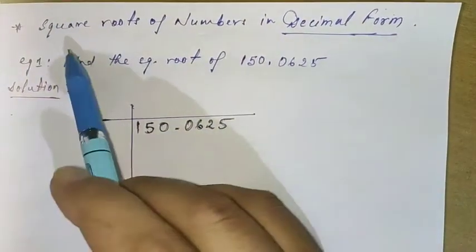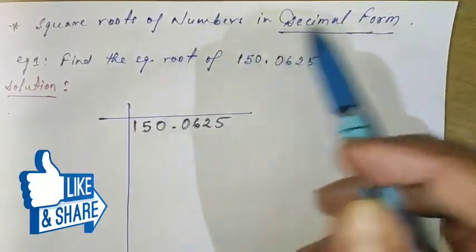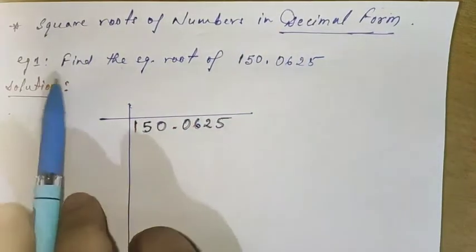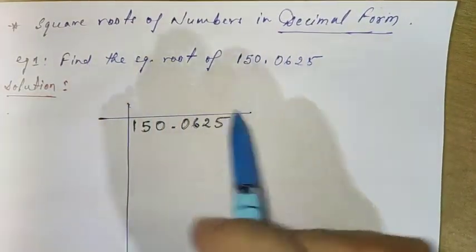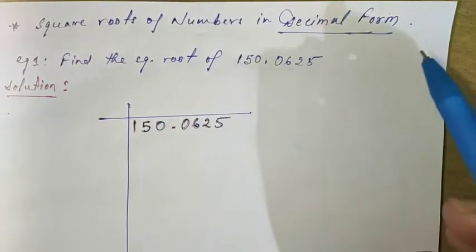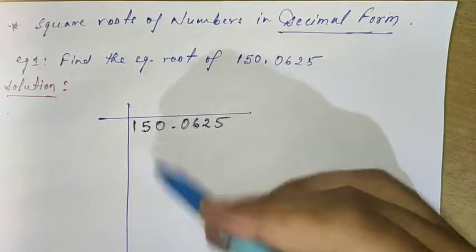Today we are going to discuss how to find the square root of a number in decimal form. Any number that is given in decimal form, how to find the square root of the given number. Over here I have taken a question, find the square root of 150.0625. So we'll use the long division method to find the square root.